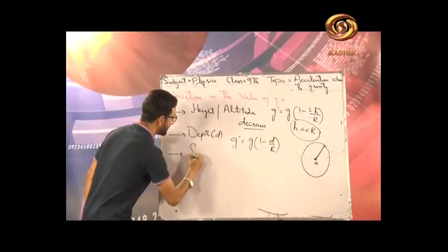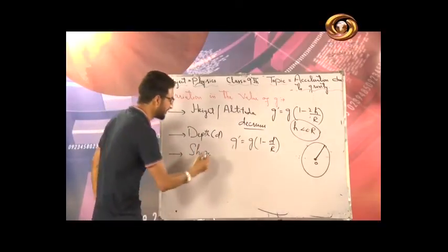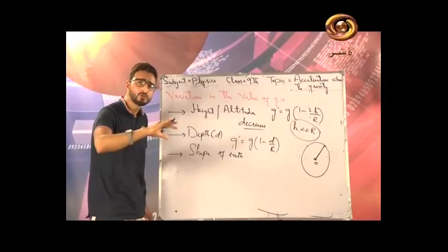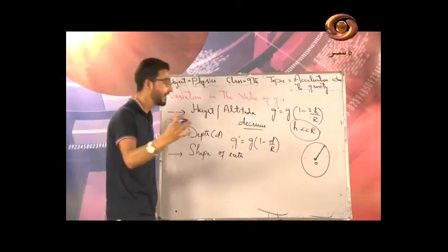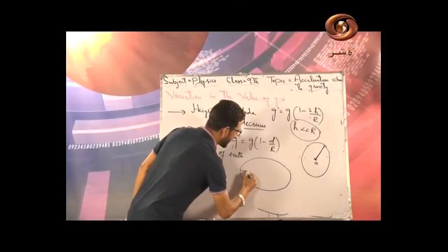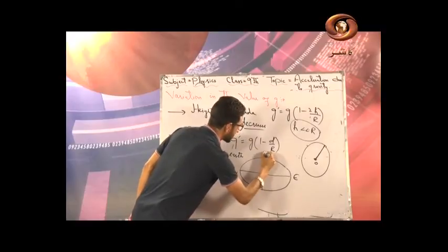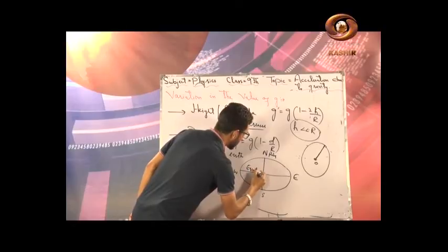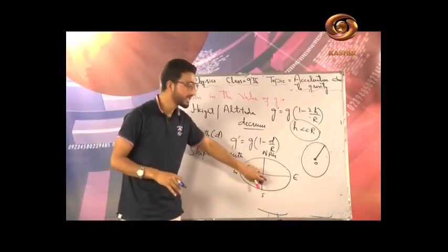Now the third factor upon which the acceleration due to gravity depends is the shape of the Earth. At the beginning of this lecture I told you that the Earth is assumed to be a perfect sphere of mass M and radius R. But in real life the Earth is not a perfect sphere, it is bulged at the equator and flattened at the poles. This is east, west, north, south, so these are the poles and this is the equator.